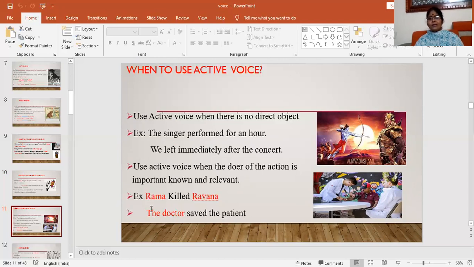For example, look at this very common example that we give. Rama killed Ravana. Now, this we know that the doer, everybody knows who Rama is, right? So when the doer of the action, who killed Ravana, is important, and the doctor saved the patient, the doctor is relevant. Only a doctor saves a patient, right? So when the doer of the action is important, known, and relevant, then we are going to use our active voice, right?